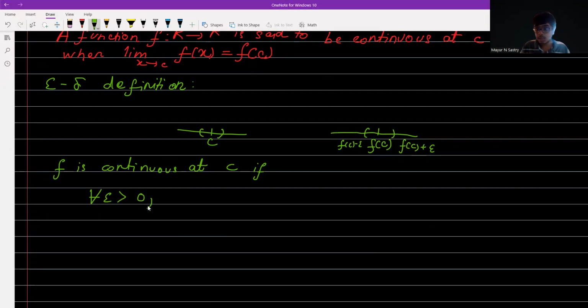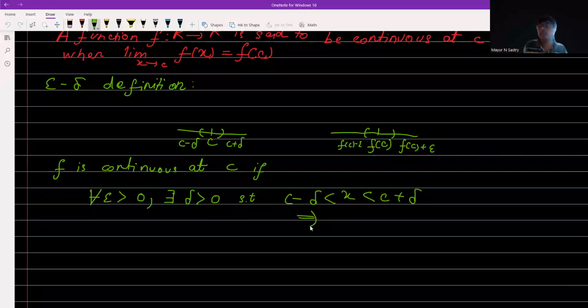I'll call it, say, c minus delta to c plus delta, which means I'm going delta right and delta left. This is the symbol for all, and this is the symbol for there exists in mathematics. There exists a number delta, which is also positive, such that whenever x lies in this interval, that is, whenever x is between c minus delta and c plus delta, f of x must be between f of c minus epsilon and f of c plus epsilon.